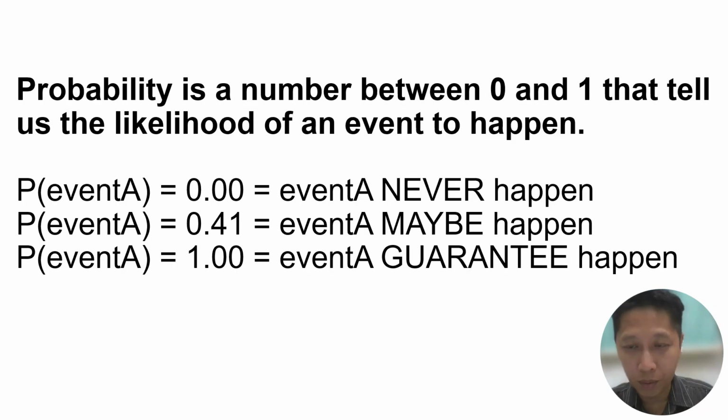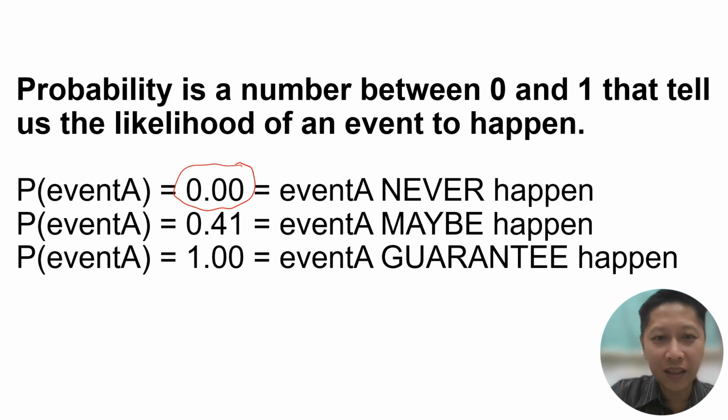Probability is defined as a number between 0 and 1, and this number tells us the likelihood that an event is going to happen. After we do a calculation, let's say the number we get equals 0. If we want to use layman's terms, we tell our friends that event A will never happen, because after the calculation, the number is 0.